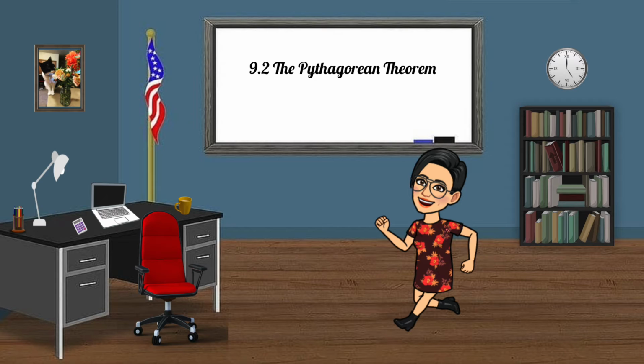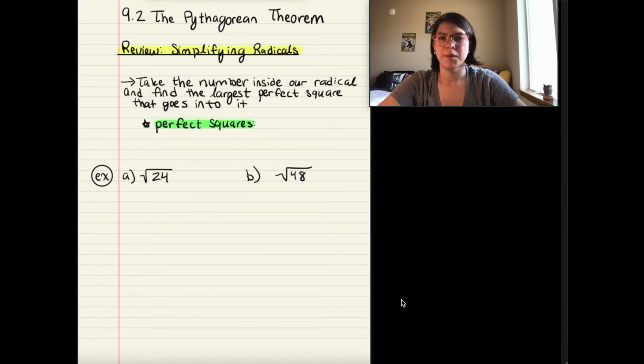Alright, in this video we're going to be looking at 9.2, the Pythagorean Theorem, and how we use it. Before we get into the Pythagorean Theorem, we're going to go over some review of how we simplify radicals. So we take the number inside our radical, and we find the largest perfect square that goes into it.